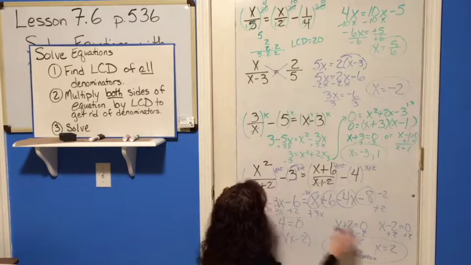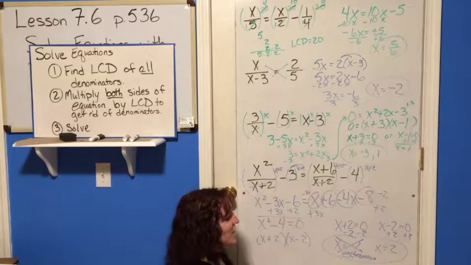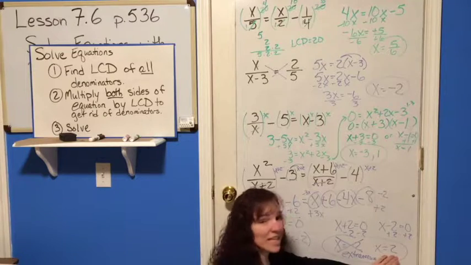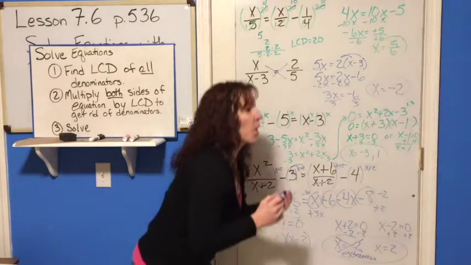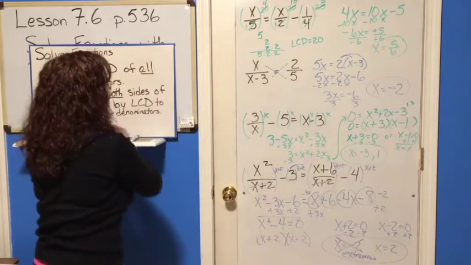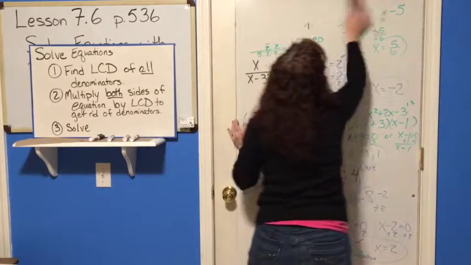So then we check the other one. 2 plus 2 is 4, and that's okay to have in the denominator. So x equals 2 is my solution, and -2 is an extraneous solution. All right? Okay, I'd like to do one more with you, so hang in there.